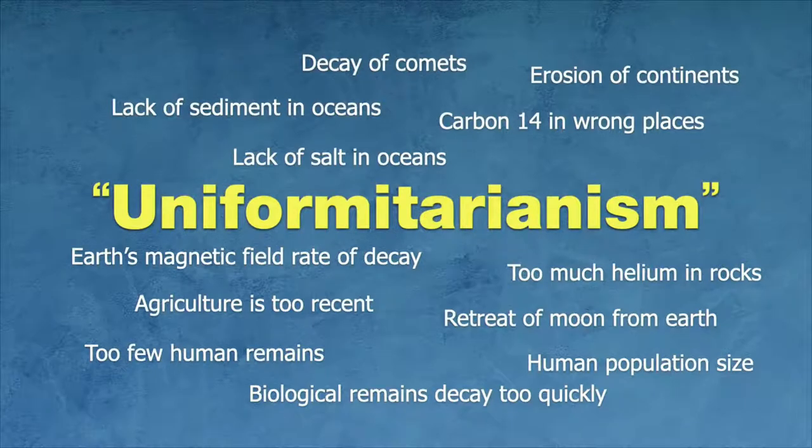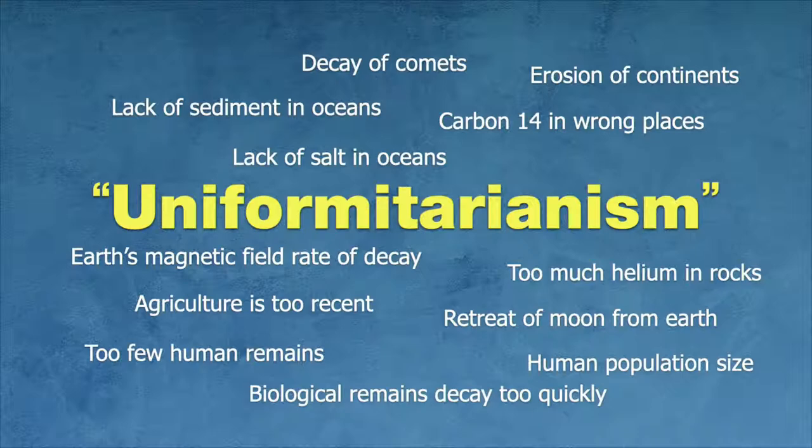Now, we've mentioned this word before, uniformitarianism, and if we use this model of everything continuing at the same rate, we also have problems applying it to other known processes. Some of those include, I know there's a big list here, if you follow this process, some of the problems are you have carbon-14 in wrong places, we talked about that, you have erosion of continents, decay of comets, lack of sediment in oceans, lack of salt in oceans, Earth's magnetic field rate of decay, too much helium in rocks, retreat of the moon from the Earth, agriculture is too recent, too few human remains, biological remains decay too quickly, human population size.